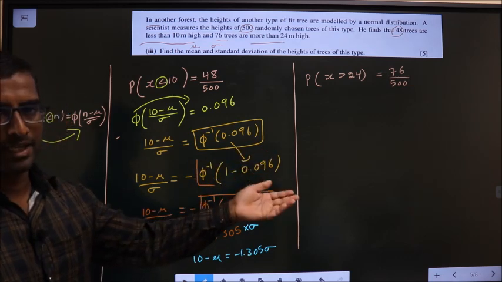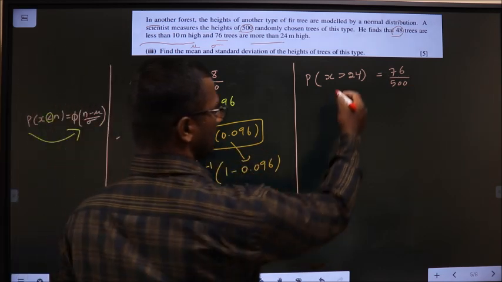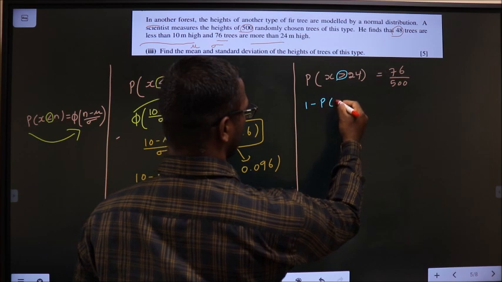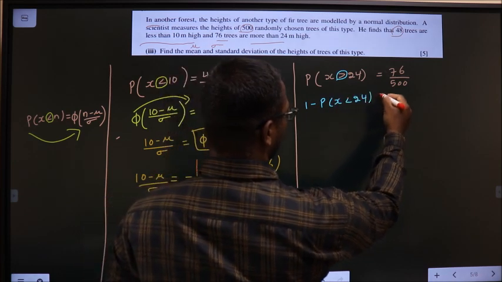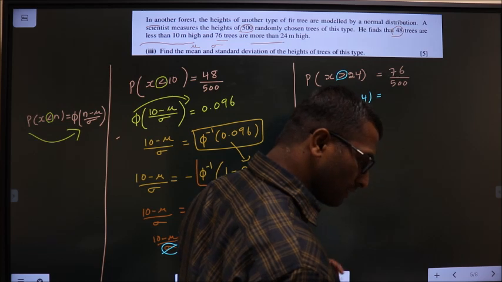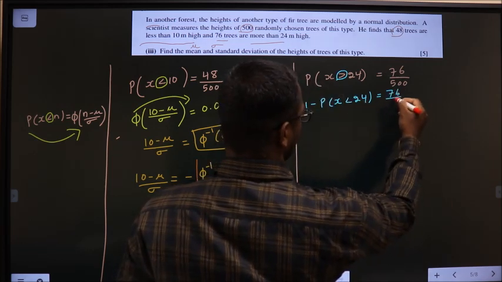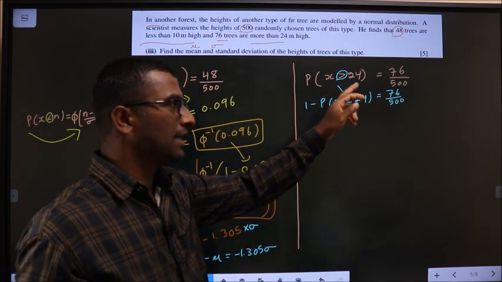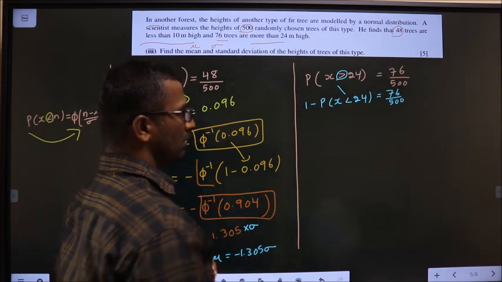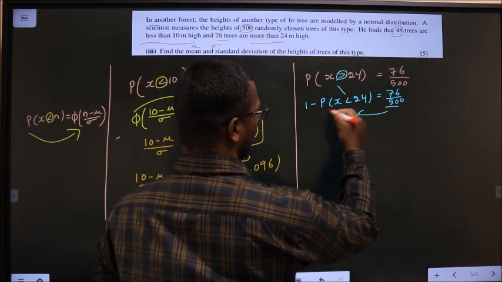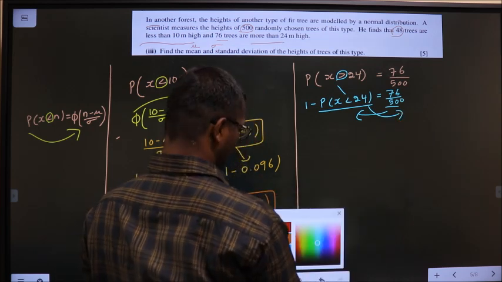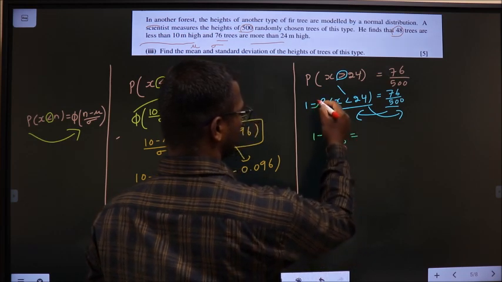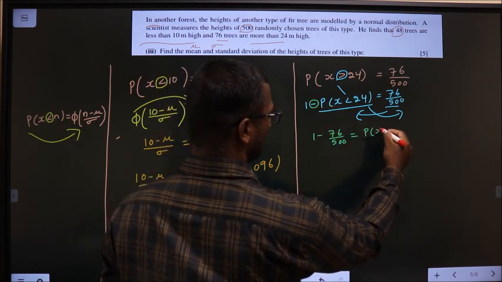Now let us look at the other equation. Here the symbol is greater than. To make it less than, we should do 1 minus, equal to 76 by 500. Let us keep it in the same way. Clear? Whenever you do 1 minus, the inequality will change its direction. Now, the numbers on one side and this to the other side. So we get 1 minus 76 by 500 equal to. Here it is negative, when you shift it will become positive.